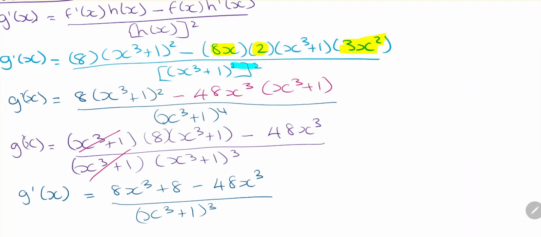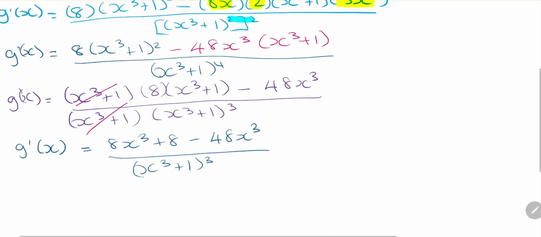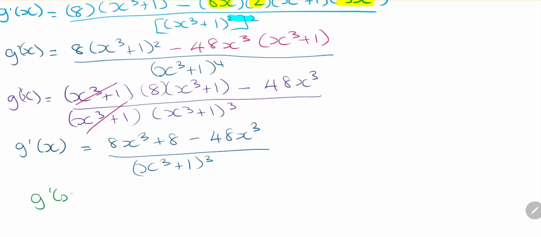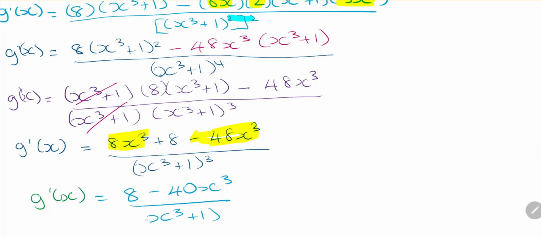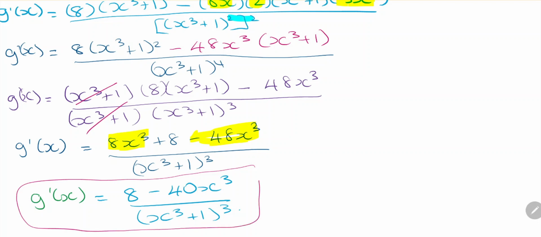So the final step, we're just going to simplify this further. So I have 8x cubed and I have minus 48x cubed. So I'm left with 8 minus 48, which is minus 40, so minus 40x cubed divided by (x cubed plus 1), all to the power of 3. And this is the final answer.